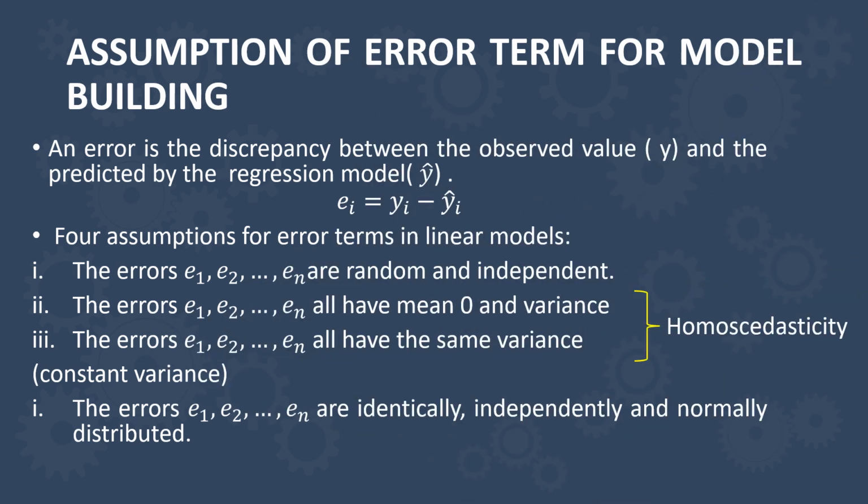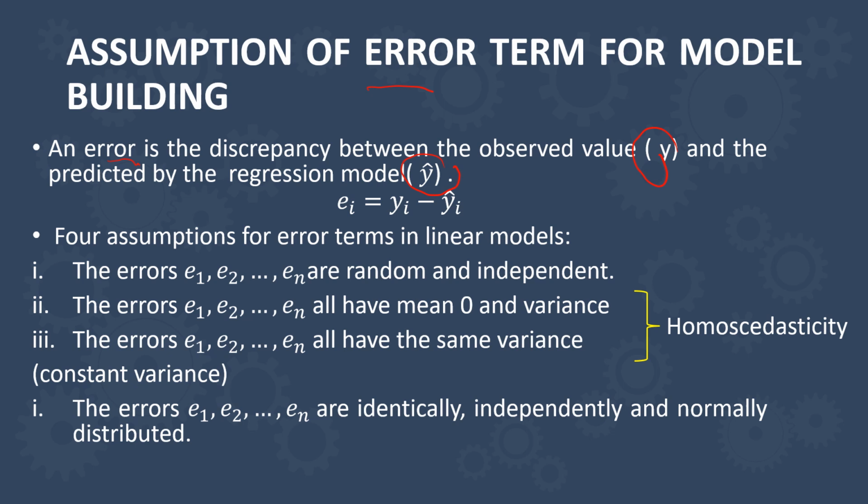With a clear understanding of how regression works, let's now explore the concept of error and the key assumptions that ensure our model's accuracy. In regression analysis, an error represents the difference between the observed value y and the value predicted by the regression model, y hat. Mathematically, we can find the error as y minus y hat.